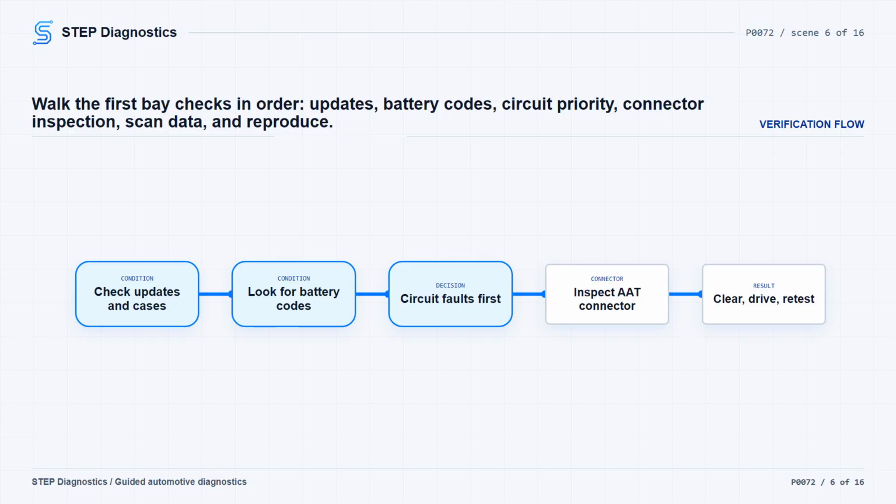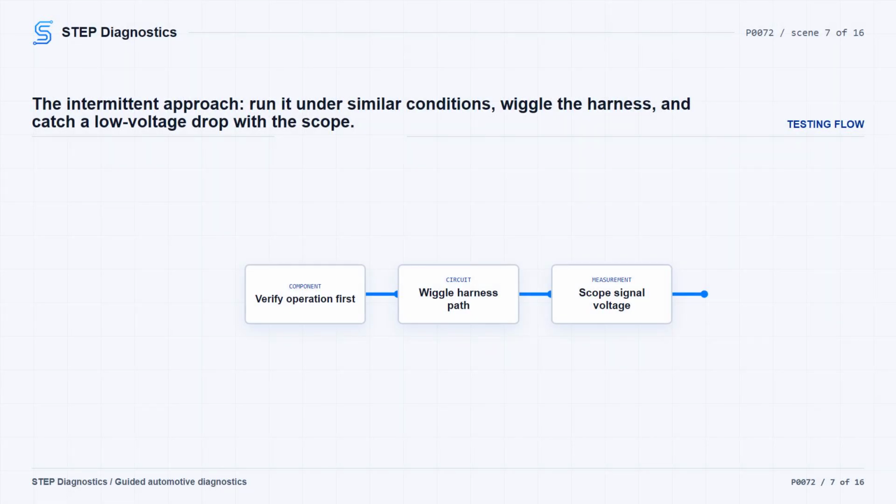Save a vehicle scan report if needed. Then clear the codes and reproduce the captured operating conditions. If P0072 returns or the condition is present, keep going. If it does not return, treat it as intermittent and work it that way.